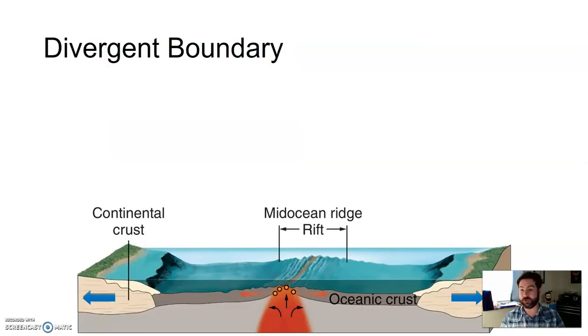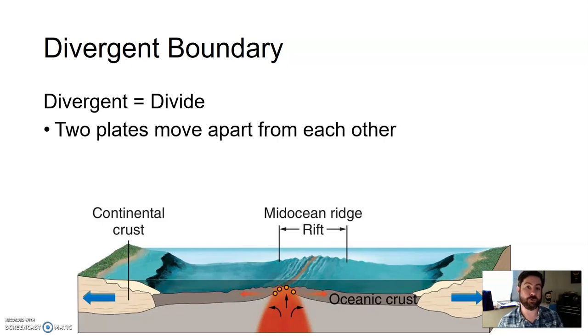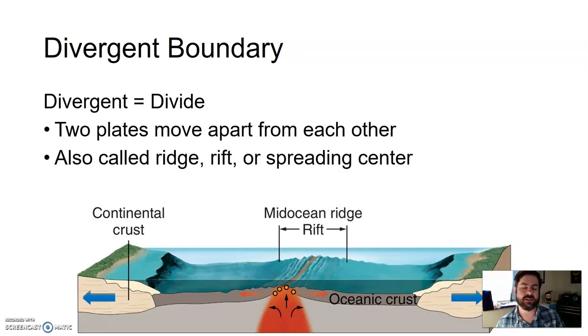Now we get divergent boundaries. Divergent boundaries, they divide. They get spread apart. Two plates are moving away from one another, sometimes called ridges, rift centers, rift valleys, spreading centers. They're where, again, typically though not always oceanic crust, mantle convection is kind of ripping the crust apart, moving it away from one another.